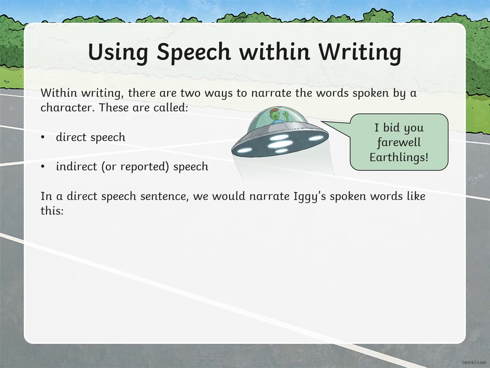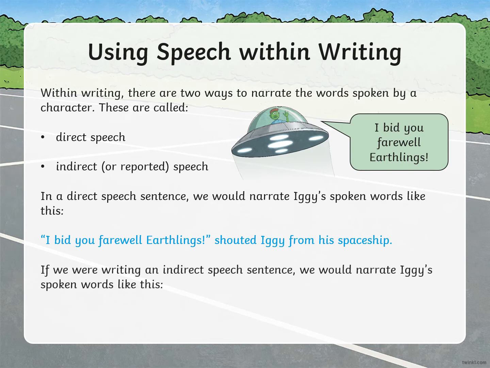In a direct speech sentence, we would narrate Iggy's spoken words like this. We would open our inverted commas, I bid you farewell, earthlings, add our punctuation, which in this case is an exclamation mark, and then close our inverted commas, and explain how these words were spoken. So in this case, shouted Iggy from his spaceship.